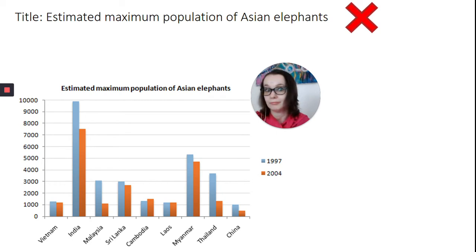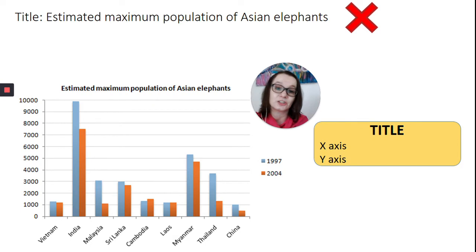Because a title should include the information about X and Y axis. And this kind of a title is not complete for this reason. Well, let's see what a good title would look like. You can pause the video if you want to check yourselves. Pause the video and write a title yourself. And make sure you include the information about X and Y axis. All right, so hopefully you have done that. You have written the title yourself. Let's see what a good title looks like.